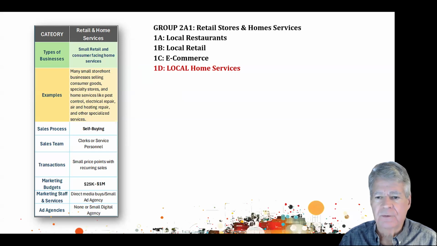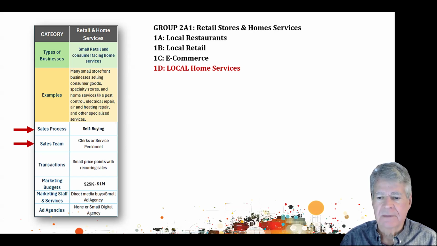Looking at the first group of business models, retail stores and home services, you can see the types of businesses within the category and some examples. Below that are the 6 key characteristics that these business models have in common, including the sales process, self-buying in this case, because consumers buy the products themselves. Home services is an exception to this, but we included it here because it includes the same target market.